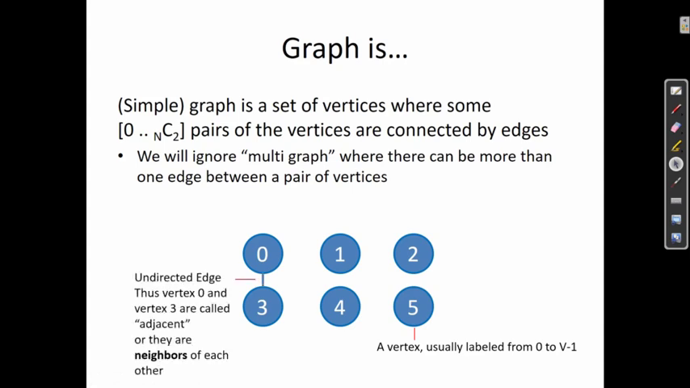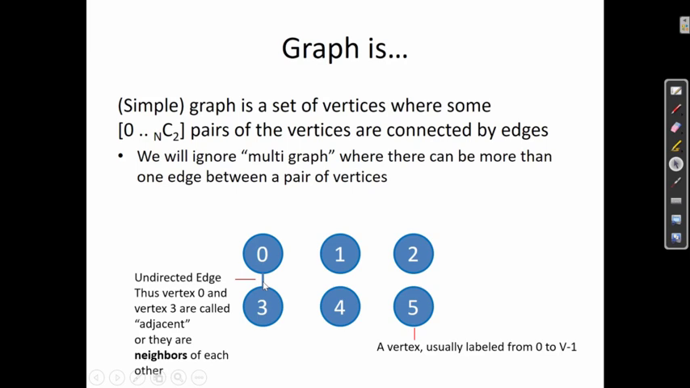And then you can have undirected edges that connect the vertices. For example, this undirected edge connects 0 to 3. So you will say that 0 is a neighbor of 3 and also 3 is a neighbor of 0. Because in an undirected graph, I can go from 0 to 3 and from 3 to 0. You can travel in both directions, or you can say that 0 and 3 are adjacent to each other.